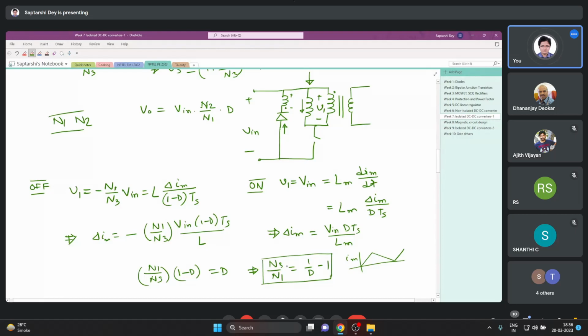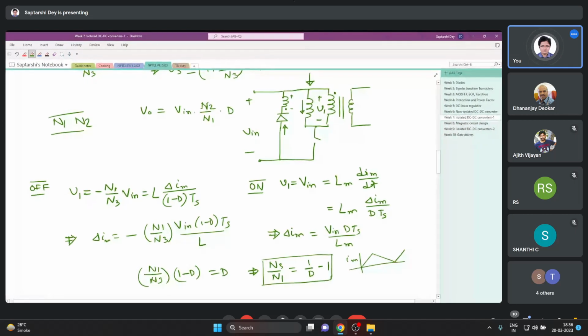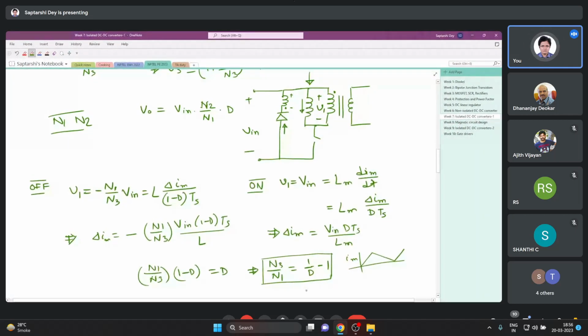Or in other words, if you have turns n3 and n1, whatever value of d you get from this equation, that is the maximum value of d. You cannot operate this forward converter at a value of d more than what you get from here for this given turns ratio.